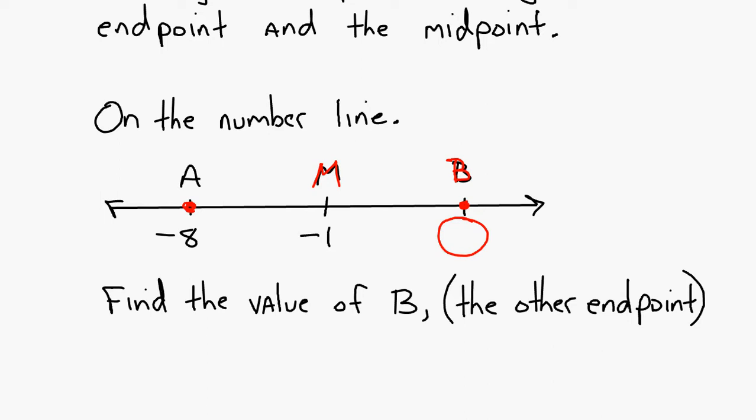So look, without doing a whole lot of math at all, how far is it from A to M? You go from -8 to -1. Isn't that 7 units? So how many more units do you got to go to the right here to get to point B? You got to go 7 more. Well, what's 7 more than -1? 6. Everybody agree with that? +6. So point B is located at 6.